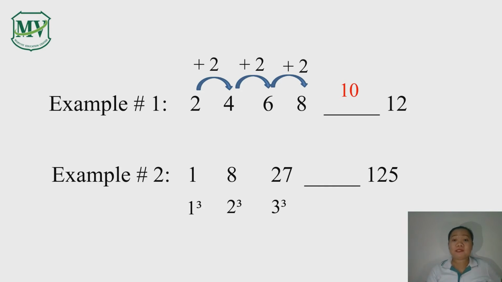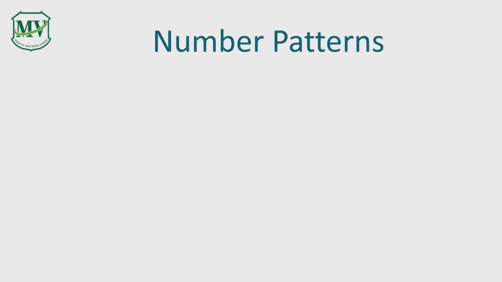3 multiplied by itself 3 times, it becomes 27. 5 multiplied by itself 3 times equals 125. So what's between 3 and 5? Yes, it's 4. And 4 multiplied by itself 3 times equals 64.